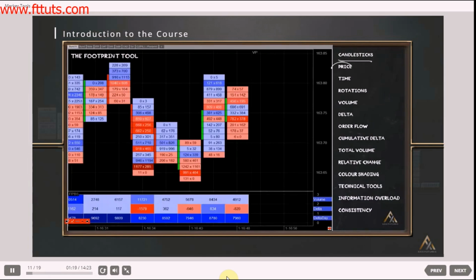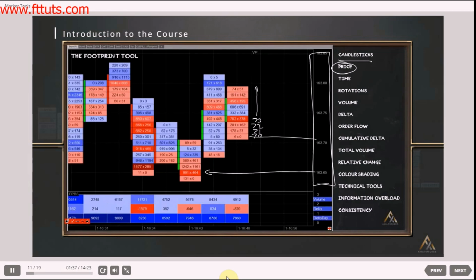So first things first, price. As we can see, price is being depicted on the right side of our chart. Every one of these segments is occurring at one price. So this would be price point 70, 71, 72, 73, etc. So we can obviously see the footprint over a number of prices.